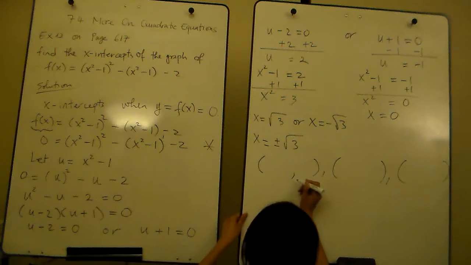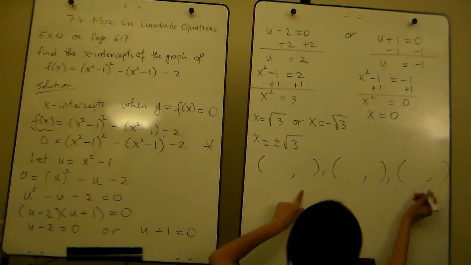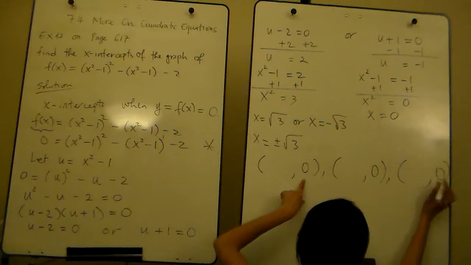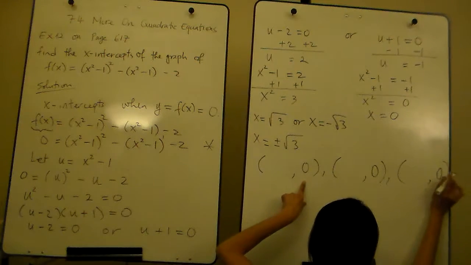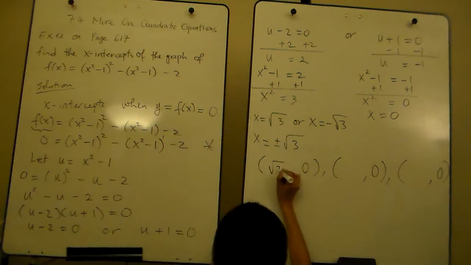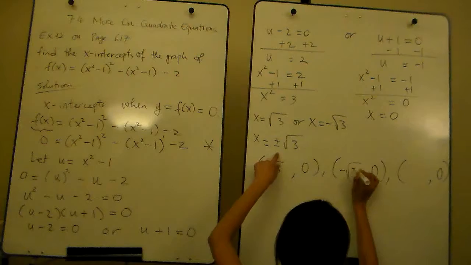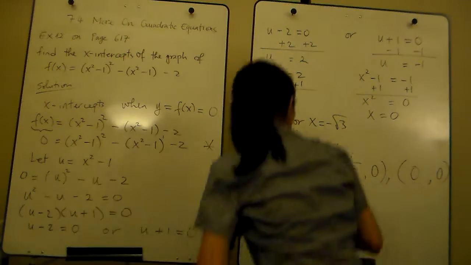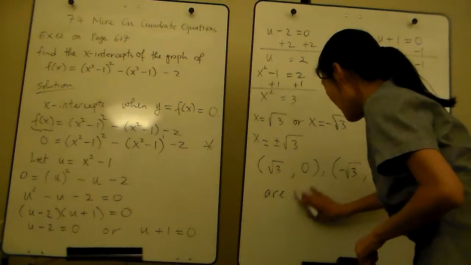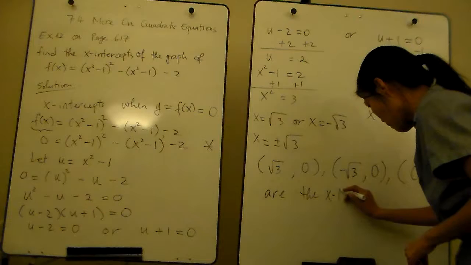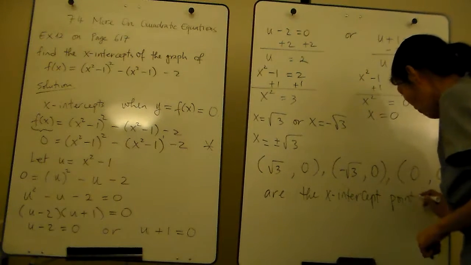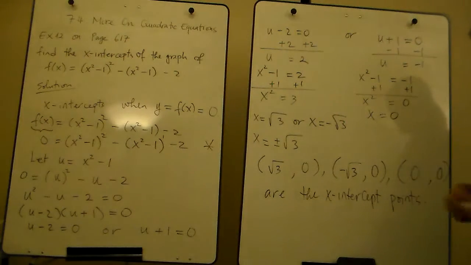So for x-intercepts, y equals 0, so the second coordinates are 0, because they represent the y. Okay? Now we just plug in the x. So this is square root of 3, positive, and negative square root of 3, and the last one is 0. So it turns out these three are the x-intercepts. Okay, on the x-axis, these are the 3 points.